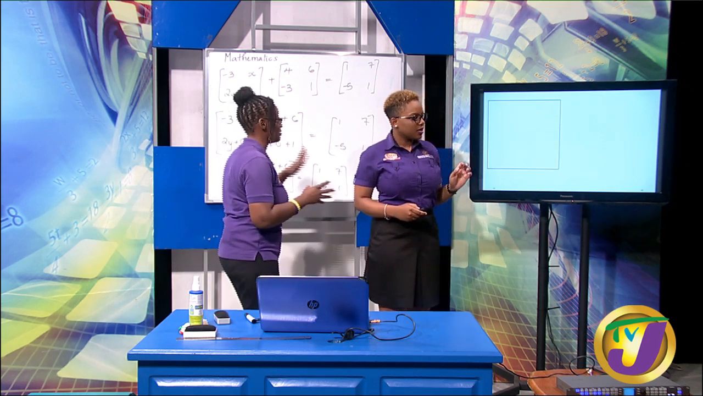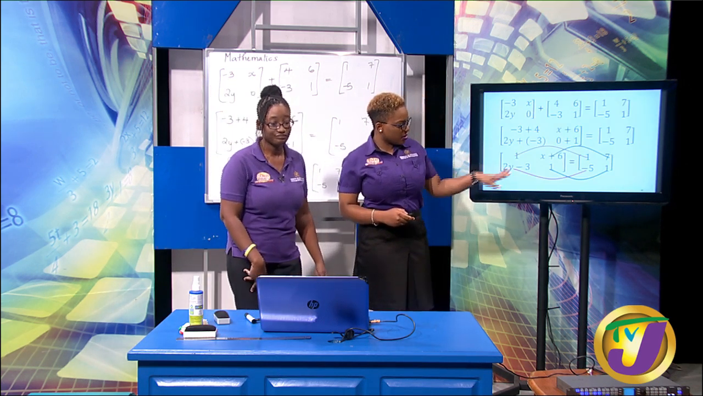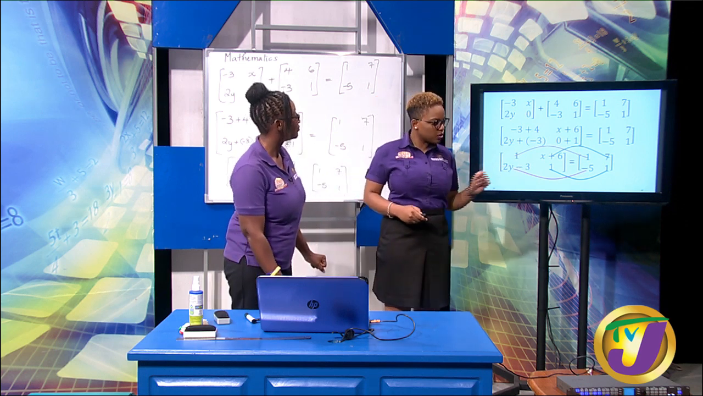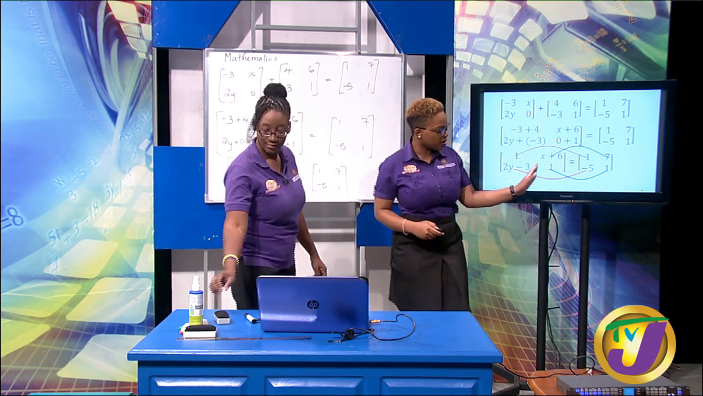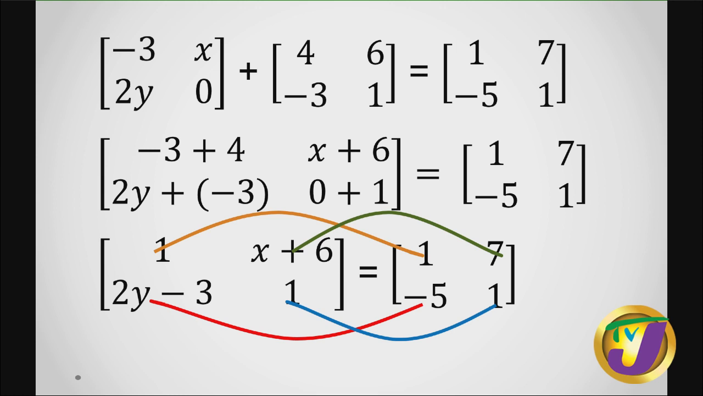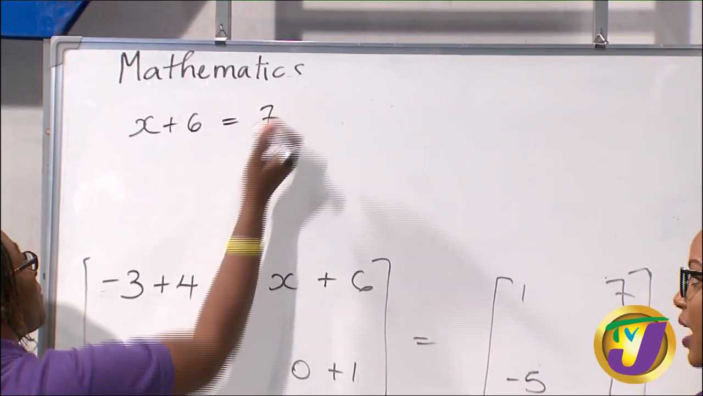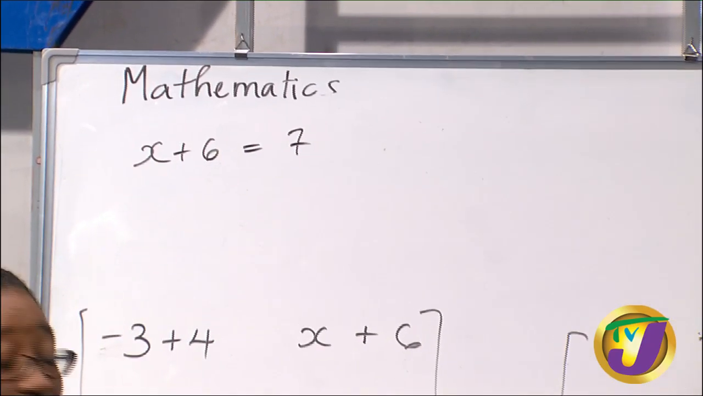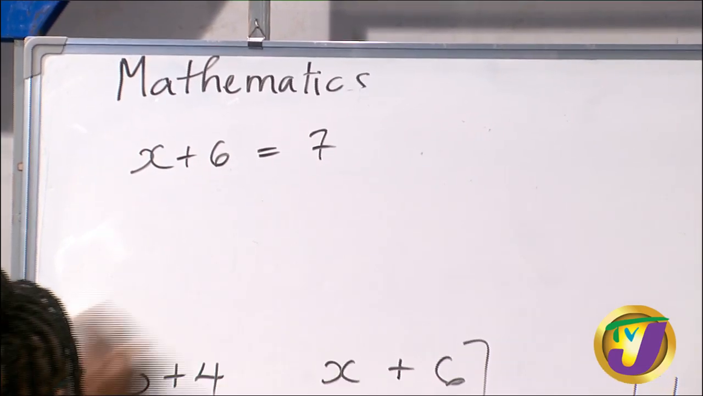Seeing that the question left us with two equations, an expression on one side with its equivalent on the other side, or equality, let's take x plus 6 equals 7 first. And the question did ask us to find the exact values for x and y.